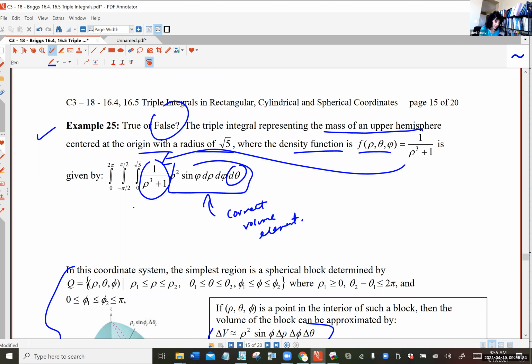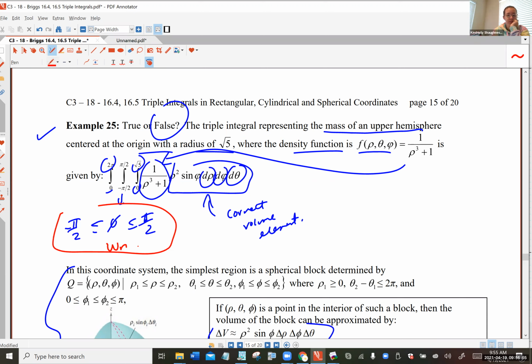Why? Well, theta is going from 0 to 2 pi, which looks okay. Rho is going from 0 to square root of 5, which is good. Rho is never allowed to go negative. But look at what phi is doing. They're basically saying that phi is going between negative pi halves and positive pi halves. And that's wrong. Why is that wrong?